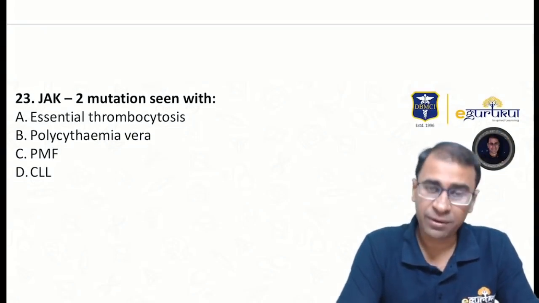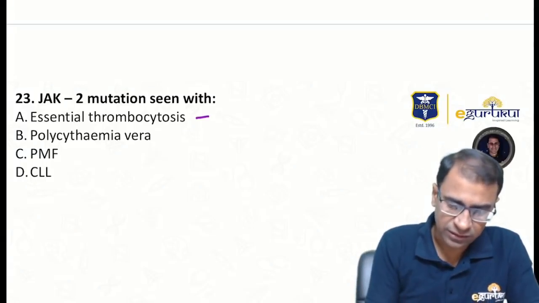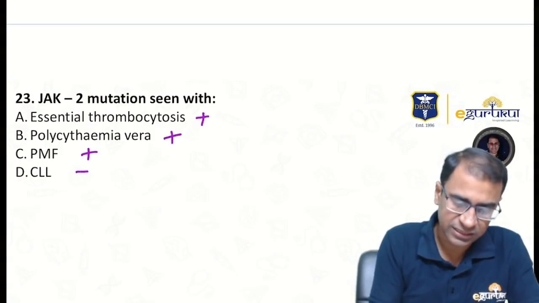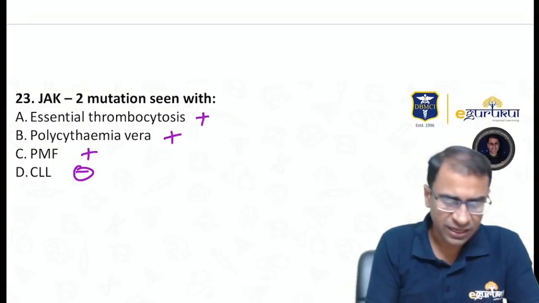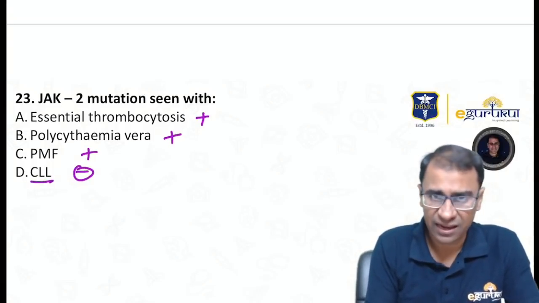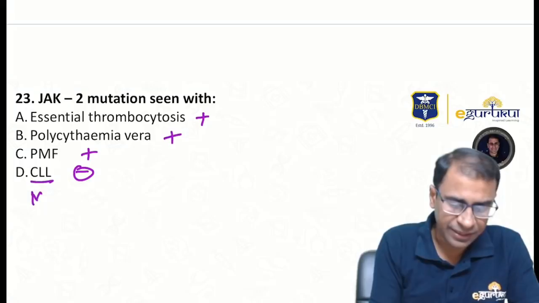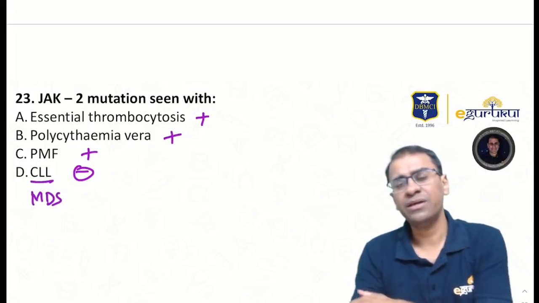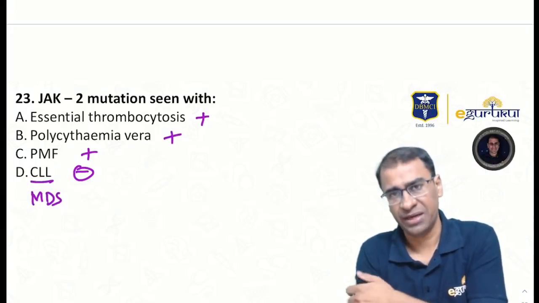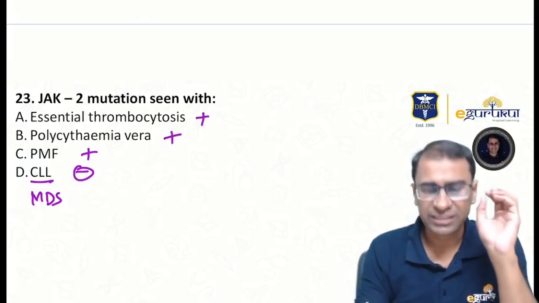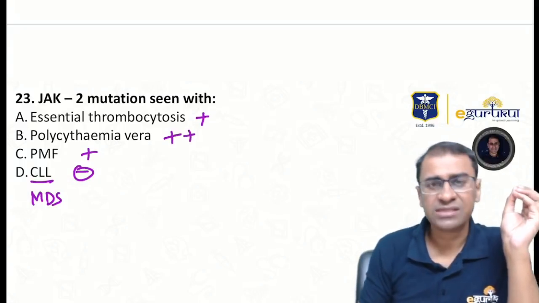JAK2 mutation is seen in. Remember guys, JAK2 is seen in yes, yes, yes, and no. Well, some students said that it was not CLL. Sir, it was not CLL. It was basically an MDS. Some students told it was actually, sir, a CMPN. Well, whatever it was, remember, it is maximally seen in polycythemia vera.